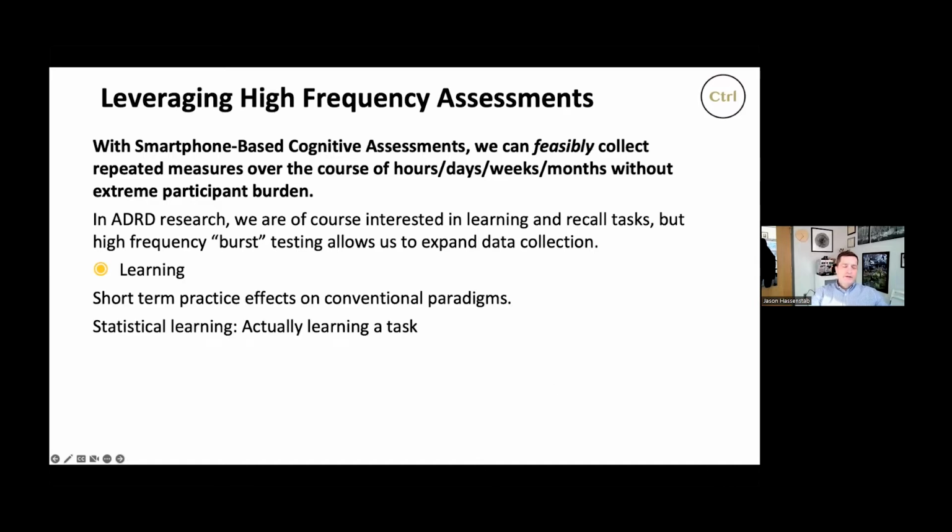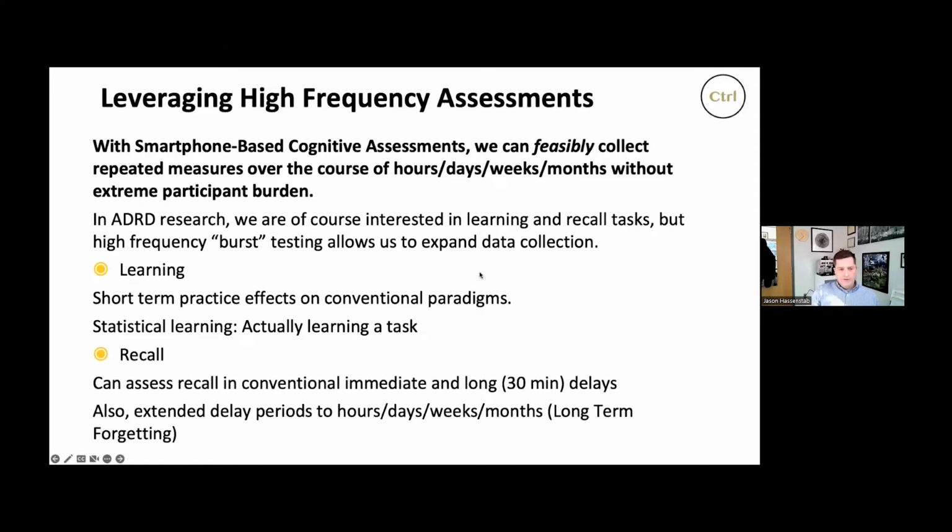So in learning, there are obviously the short-term practice effects that we can look at with conventional paradigms. And there's statistical learning, which is just seeing things occur in time, like the way that we learn language, for example, as children. What can we do to expand these with smartphones? Well, there's a lot, and I can tell you a little bit about that in my next few slides.